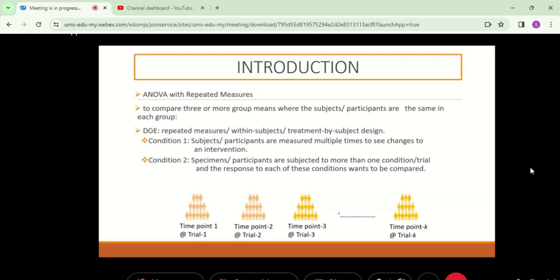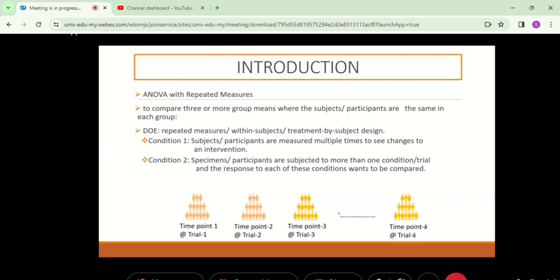So there are two types of experiment design. Either the subjects are measured multiple times to see the changes, or the subjects or participants are under different kinds of trials, conditions, or treatments.